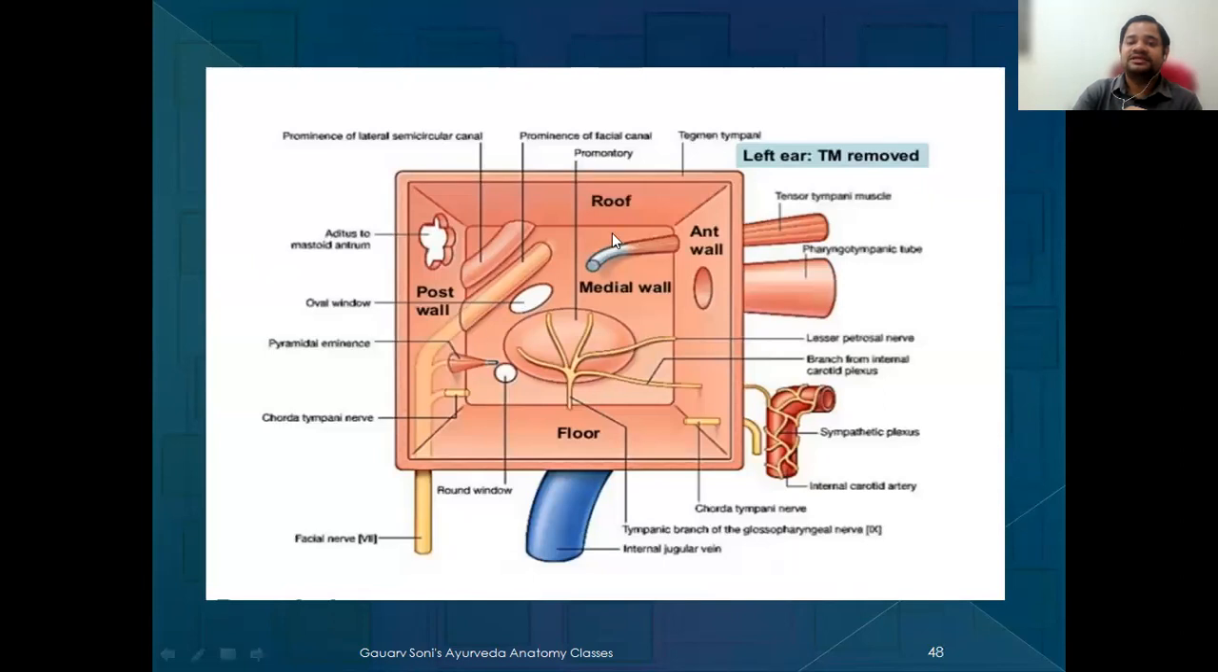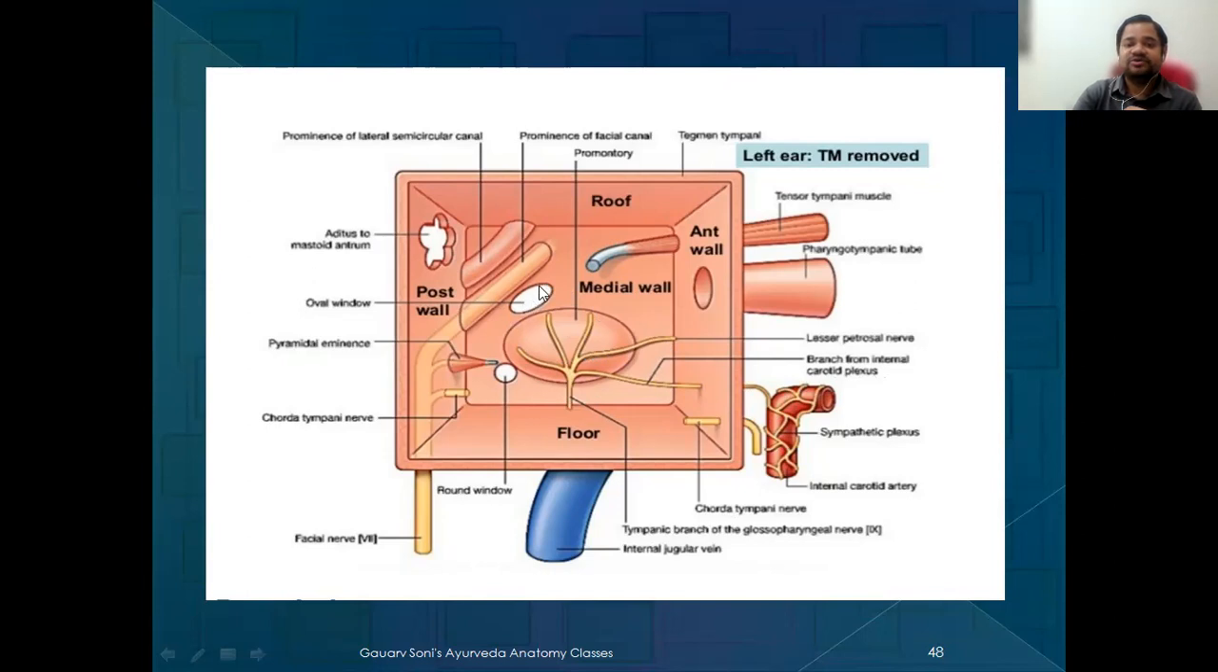So this internal part is the medial wall, you can see. The bulging is the promontory. On the bulging only there are different nerves, which are called the tympanic plexus. One of them is the lesser petrosal nerve, which is going to leave it. It is coming from the floor side as the tympanic branch of the glossopharyngeal nerve. Then the carotid plexus is also coming. Branches from the internal carotid plexus are coming towards this particular part to make it the complete tympanic plexus.